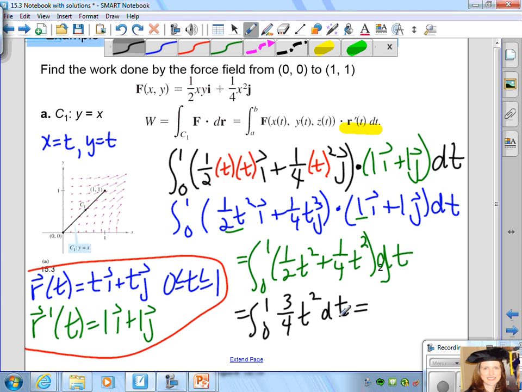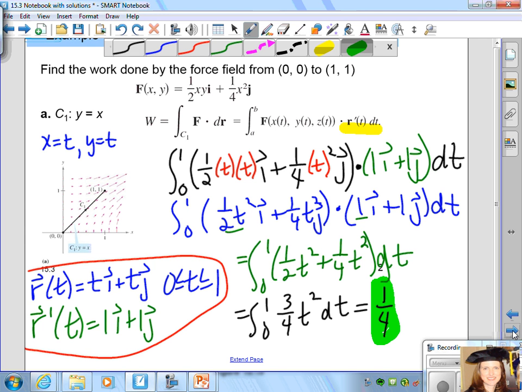Okay, now you can evaluate this definite integral, and you get the work calculated by the force field on an object moving from the point 0, 0 to the point 1, 1 along this straight path is equal to 1/4. That's our final answer.